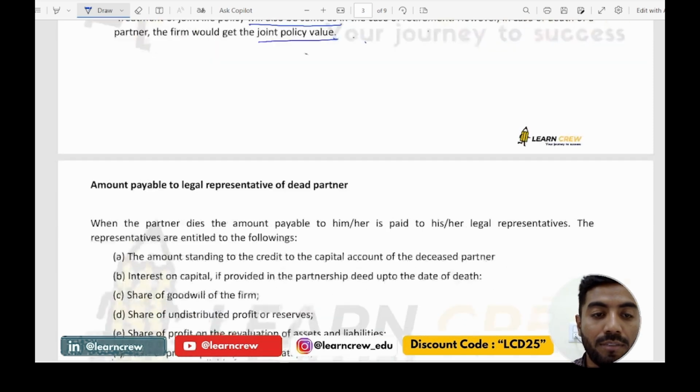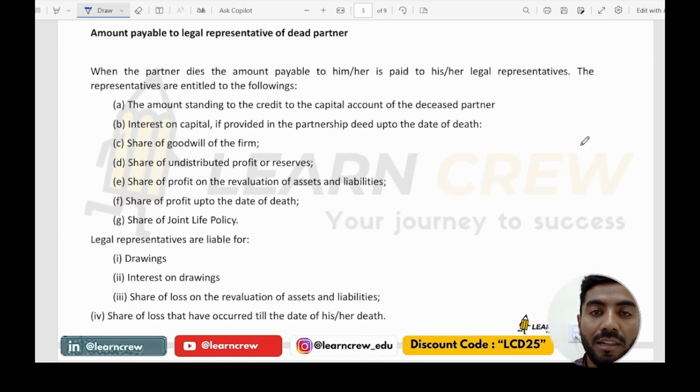Amount payable to the legal representative of the dead partner. If the partner is dead, the balance amount will be paid to the legal representative of the partner. What is the amount payable? When the partner dies, the amount payable to him or her is paid to his or her legal representatives. The representatives are entitled to the following. What are the amounts that need to be paid?